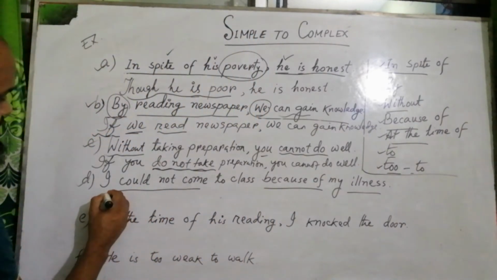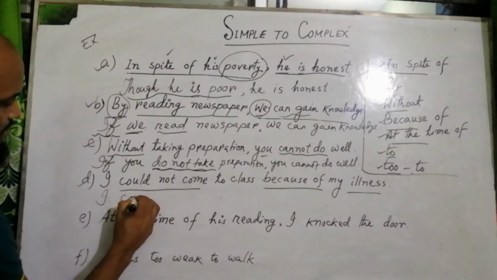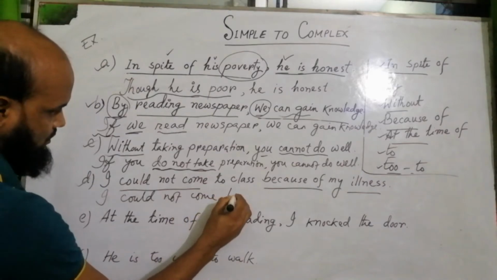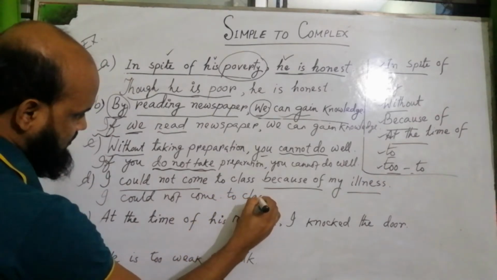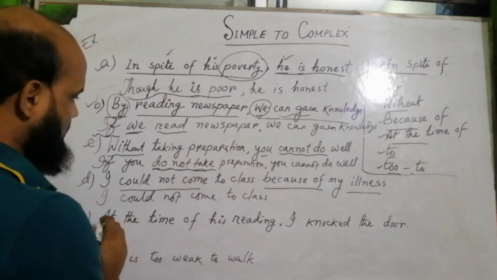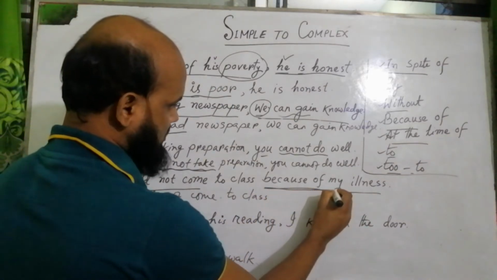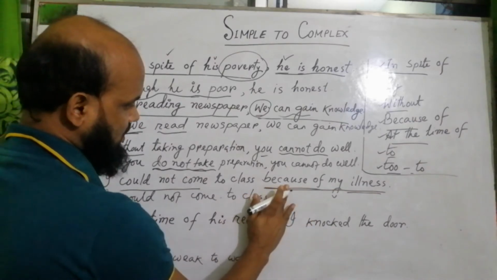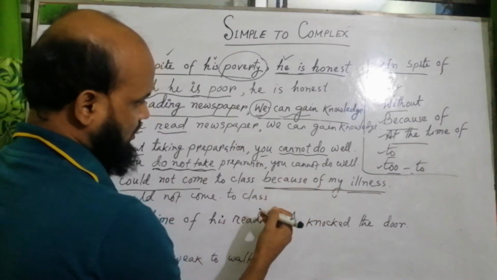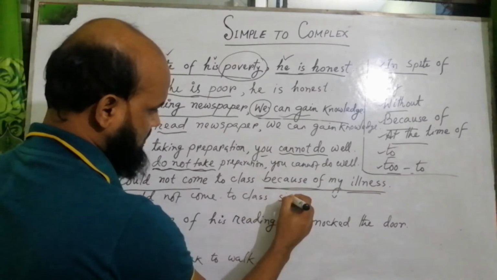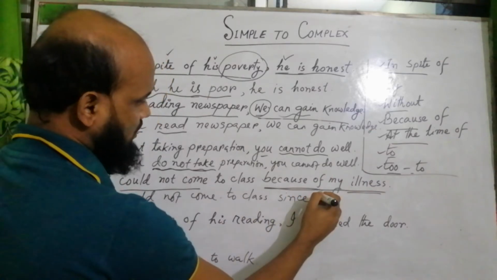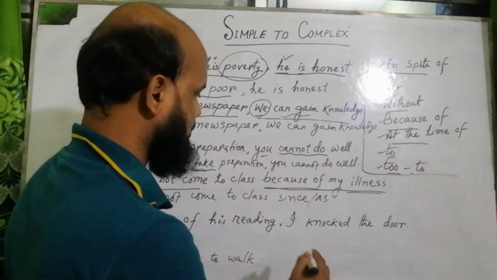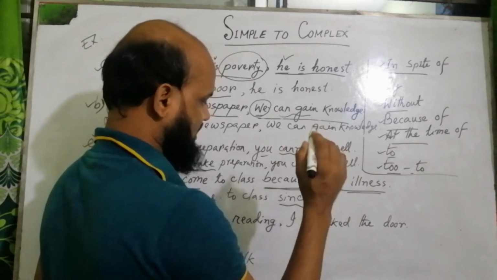So we can write the principal clause first. I could not come to class. So we have to write the subordinate clause from this. For this, because of, you can write since or as. Since or as. This also shows reason of something.